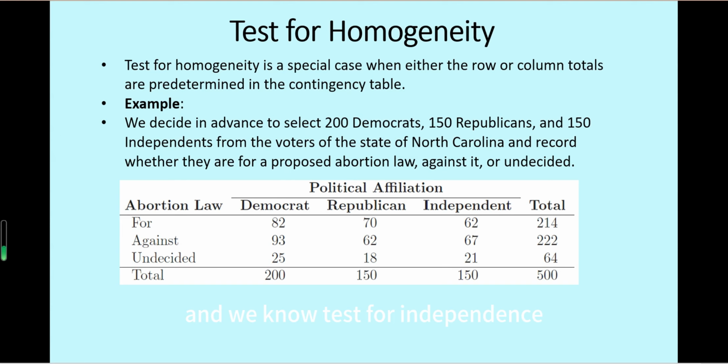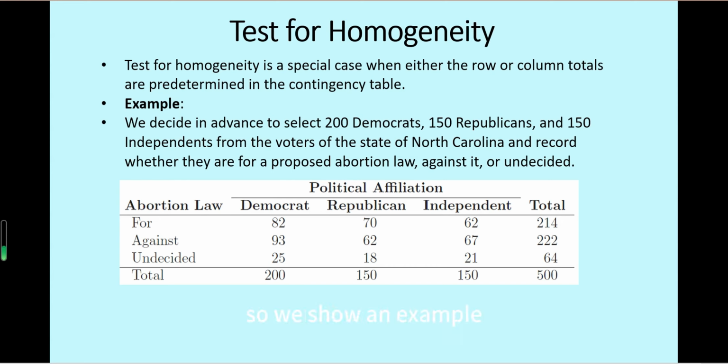And we know the test for independence is to test the independence between two categorical variables, and we have a table called a contingency table that represents the counts for values between these two variables for the rows and columns. The difference between the test for homogeneity and the test for independence is that in the test for homogeneity, either the row or column marginal counts are predetermined.